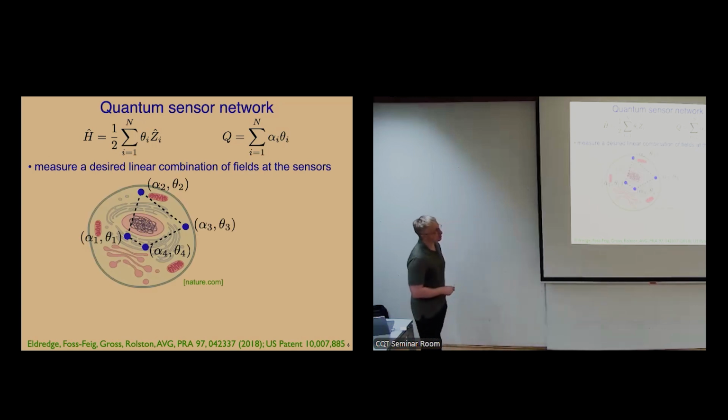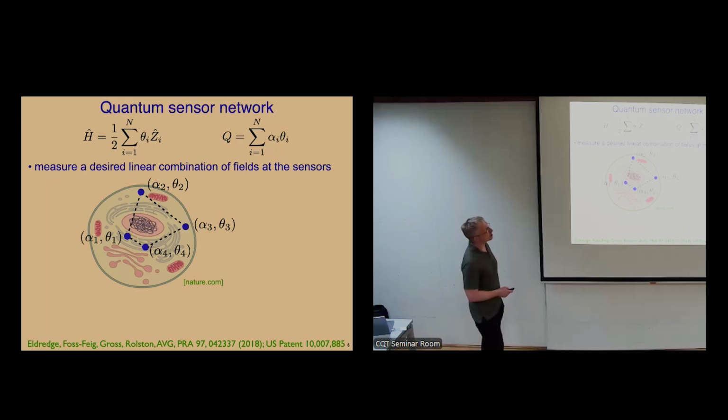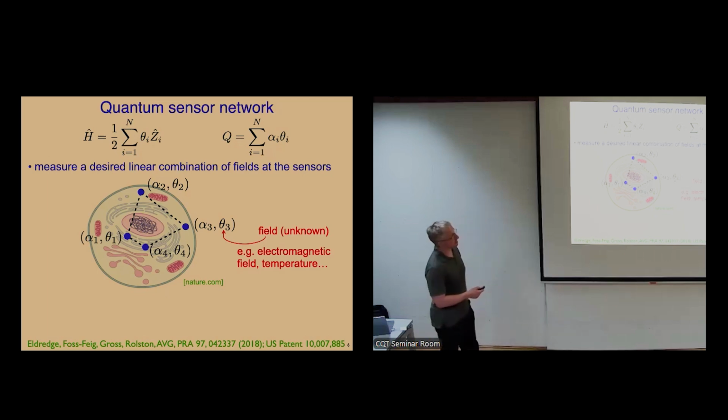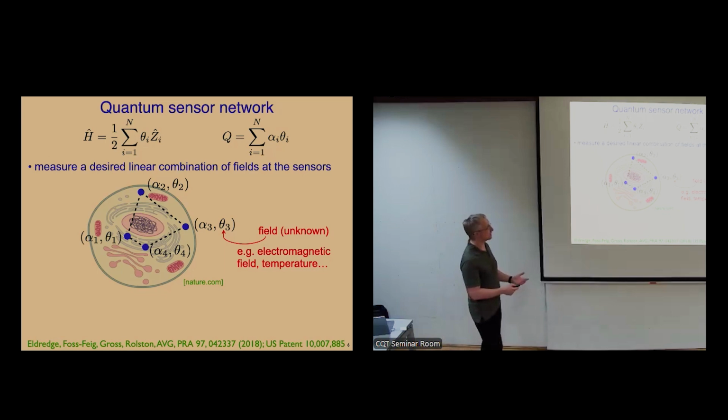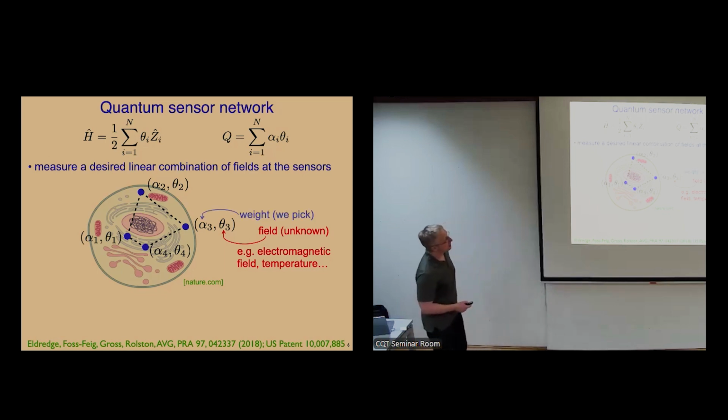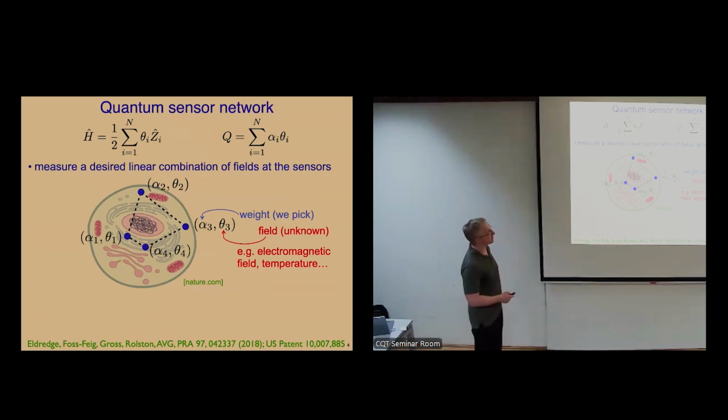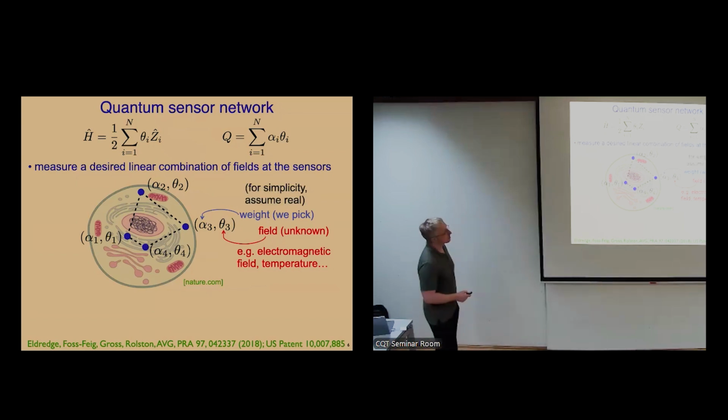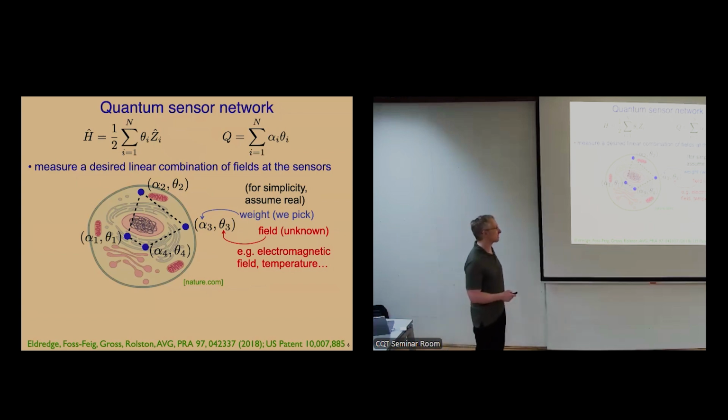So here's a cartoon of how this could work. Imagine I have 4 sensors, and at each sensor, I have a field theta that is unknown. You can think of it as an electric field, a magnetic field, a temperature. And I also have a weight, alpha I, which is something that I pick. I want to measure this desired linear combination. So for simplicity, I will assume that these weights are real, but it's easy to generalize to complex weights.